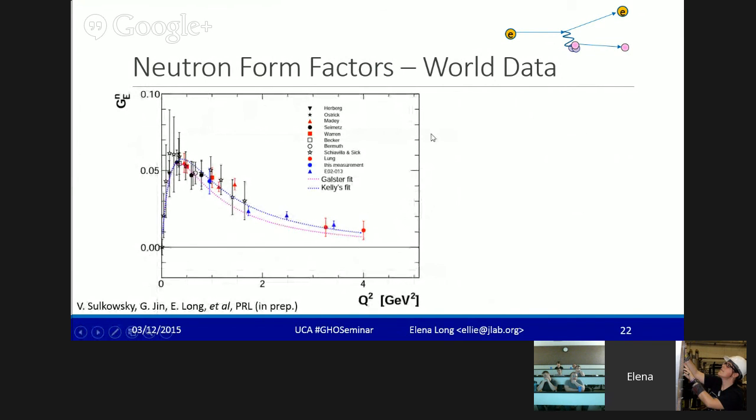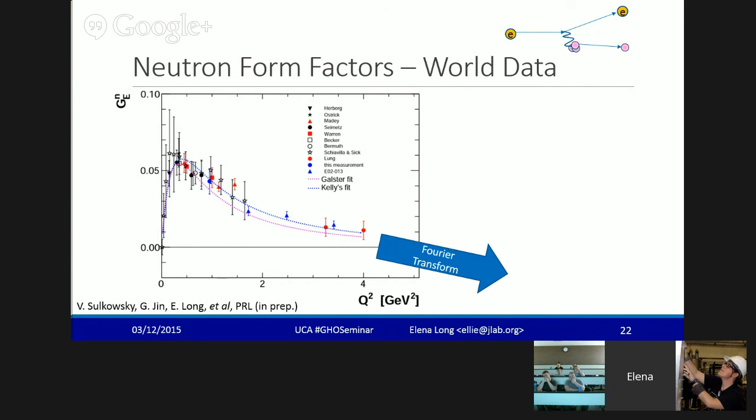This is the most up-to-date data on the electric form factor of the neutron. The first thing I want to mention is there's not nearly as much data here as there is for the proton because of how small it is and how hard it is to do these measurements. This is a measurement we did at a Q squared of about 1, which is going to be in a PRL hopefully in the near future.